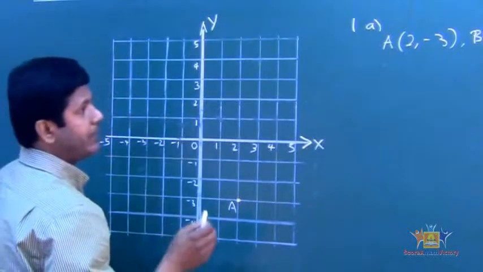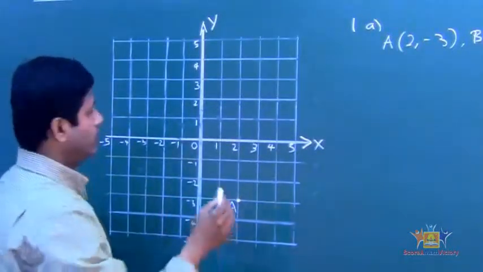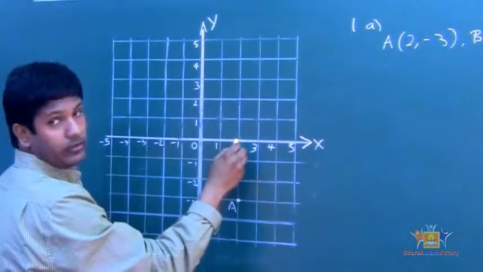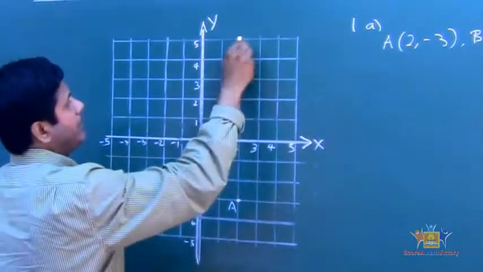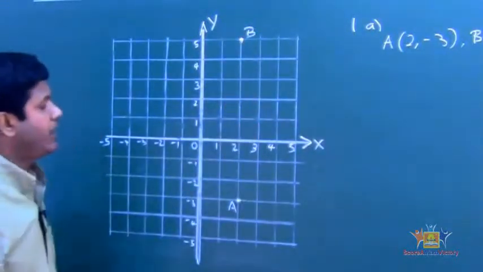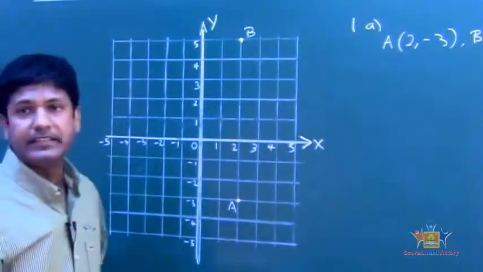Now we're going to locate the B. B is 2, 5. So we start at the origin, 2 to the right and 5 up, right there. And that's the B. And we want to find the midpoint. Now, nice thing about this is what?